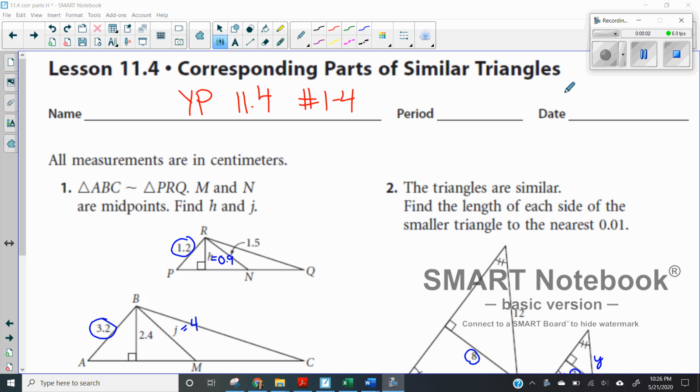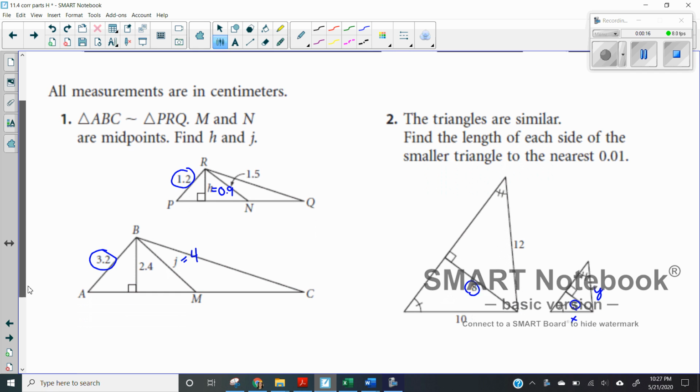Okay, let's check our answers to the yellow packet, 11.4, just 1 through 4. There's just a couple comments I want to make on here. Some I thought would be a little clearer if I could just talk through them with you. Number 1, nothing too crazy going on here. Notice what I have circled.